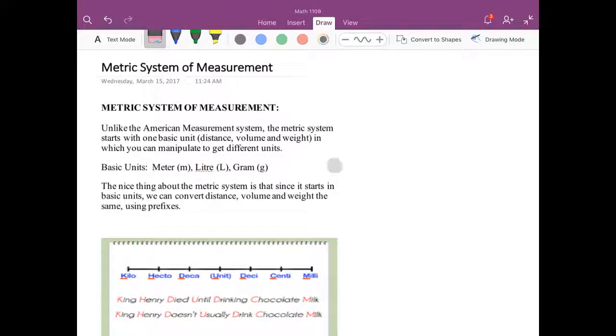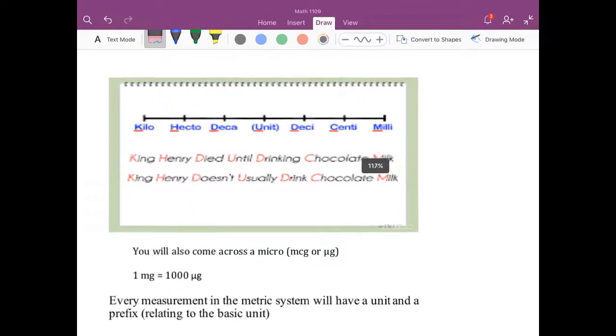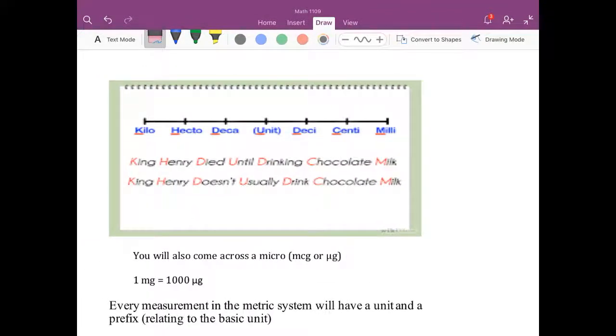So essentially if you look at our chart here, there's a couple cute little sentences to help you remember, but essentially it's kilo, hecto, deca, the regular unit, deci, centi, milli, and it kind of keeps going in either direction. So each of these is 10. So 10 meters or liters or grams fits into hecto, hecto into deca, 10 deca into the regular unit, and so on. So if you can remember this chart, the rest of all of your conversions work out nicely from there.